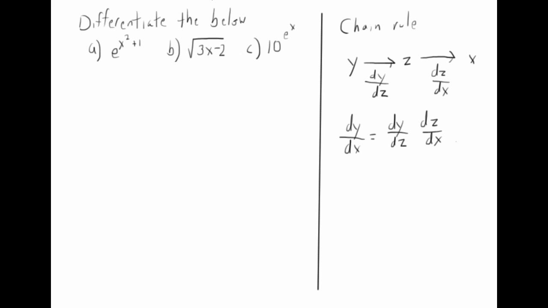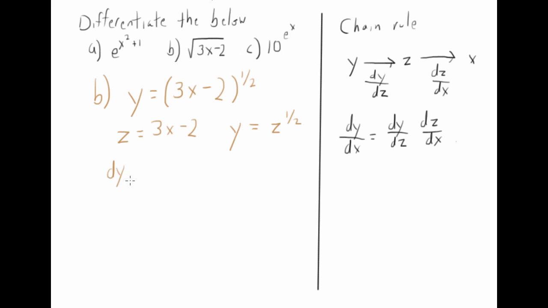Let's do B. In B, I have y equals, and of course we don't like square roots, we like fractional exponents instead. So that's 3x minus 2 to the 1/2 power. Again, what we have to do is we have to talk about a y and a z. So the z will be what's on the inside, that is 3x minus 2. And then in that case, y is z to the 1/2 power.